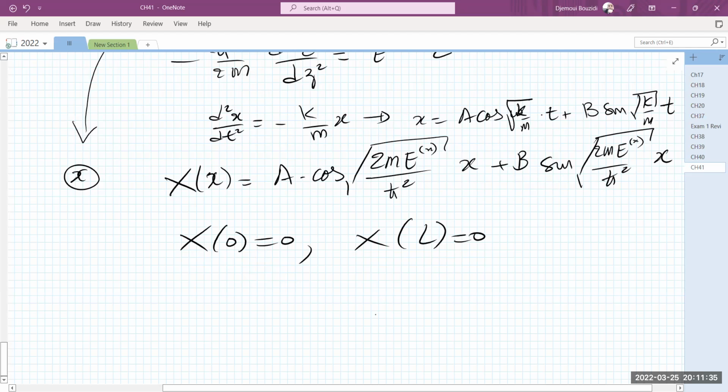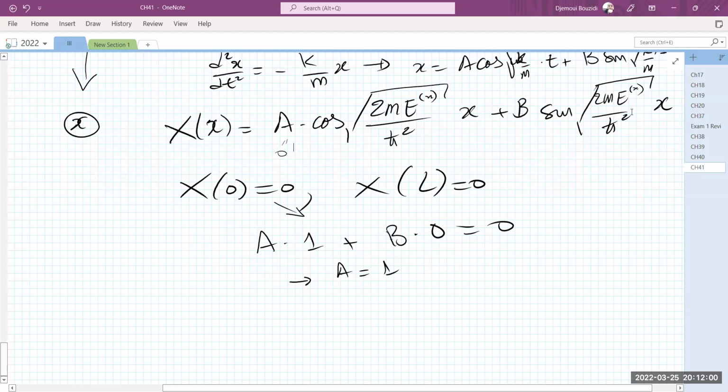Okay. So again, if I plug in x equals 0, the cosine of 0 is 1. So a times 1 plus b times sine of 0, which is 0, must be equal to 0 according to this condition. Well, b times 0 is 0, but a times 1 is 0. That means a is equal to 0. So there is no cosine term in here because a must be equal to 0. The second condition now says that b times sine of this whole thing times L equals 0. So that means b times sine of the square root of 2m, the contribution from the x direction into the energy, divided by h bar squared, times L must be equal to 0.